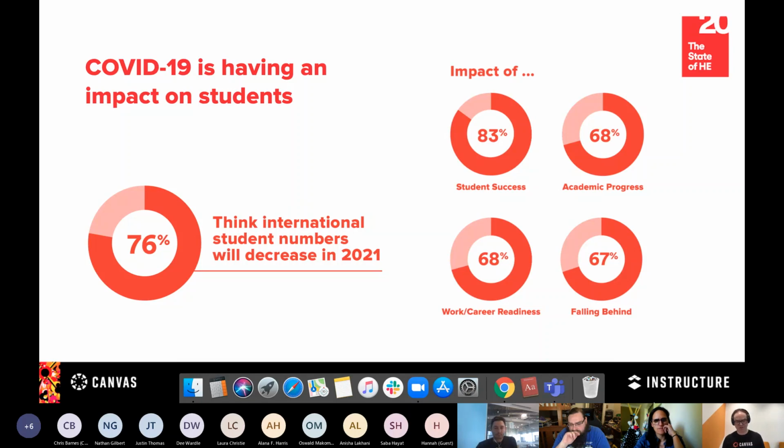Looking ahead there, Patrick, do you see things changing if you look ahead into 2021? You mentioned earlier that this is now the new norm, of course. So how is your institution prepared for that?